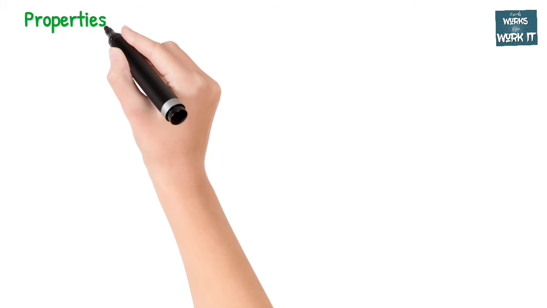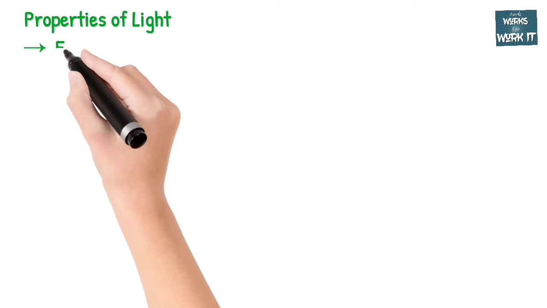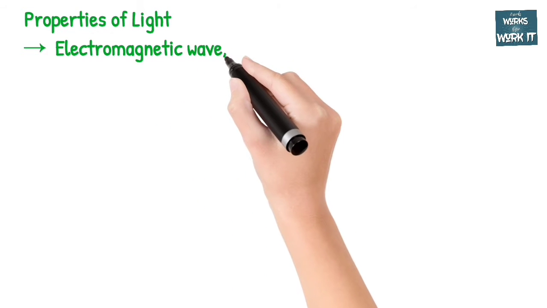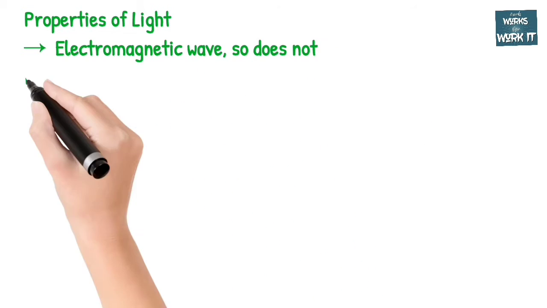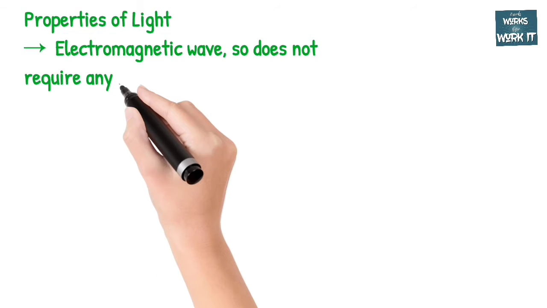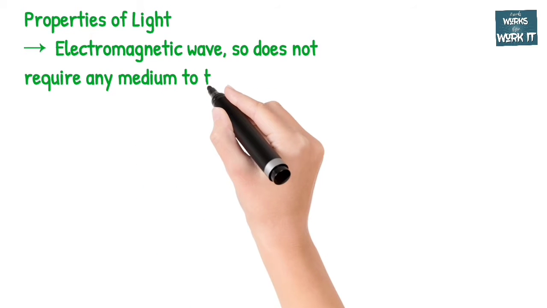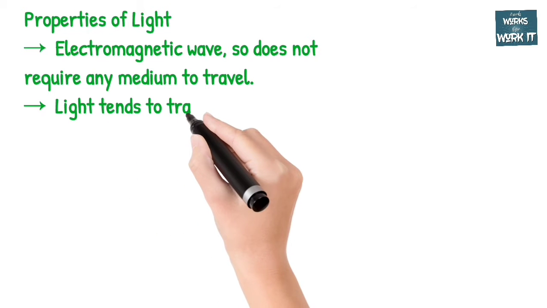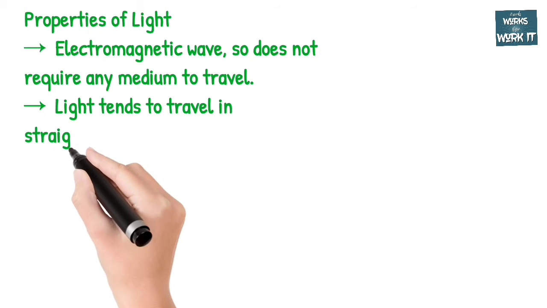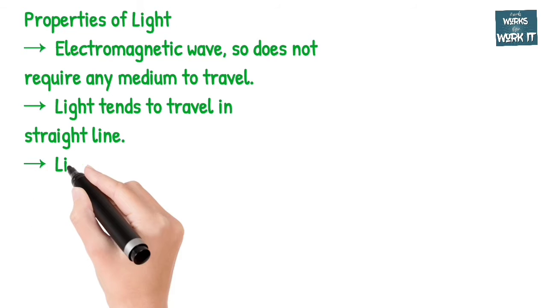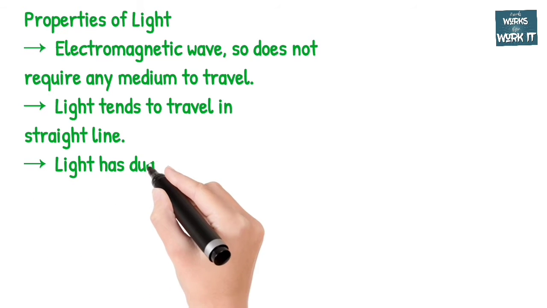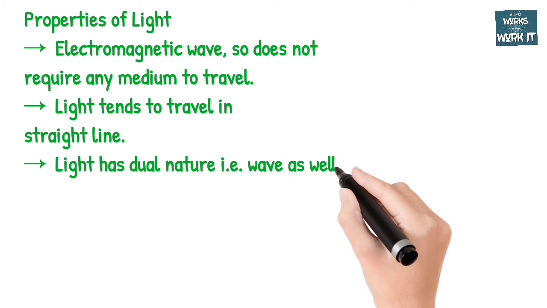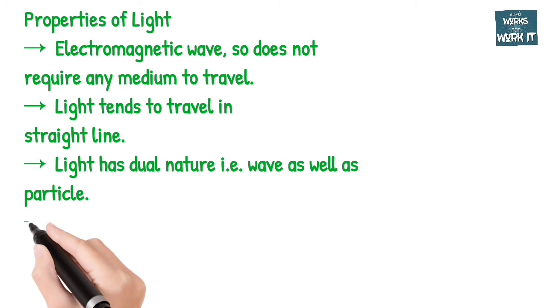So let's have the properties of light. Number 1 point is light consists of electromagnetic waves. So it does not require any medium or any material for its propagation or to travel. Light tends to travel in a straight line at very high speed. Light has dual nature, that is wave as well as particle.